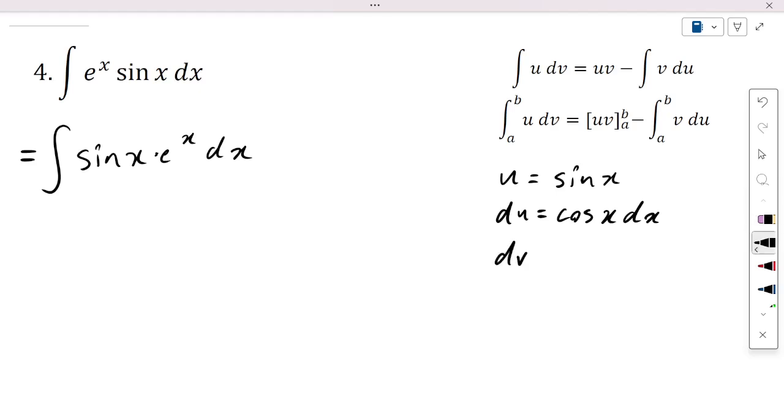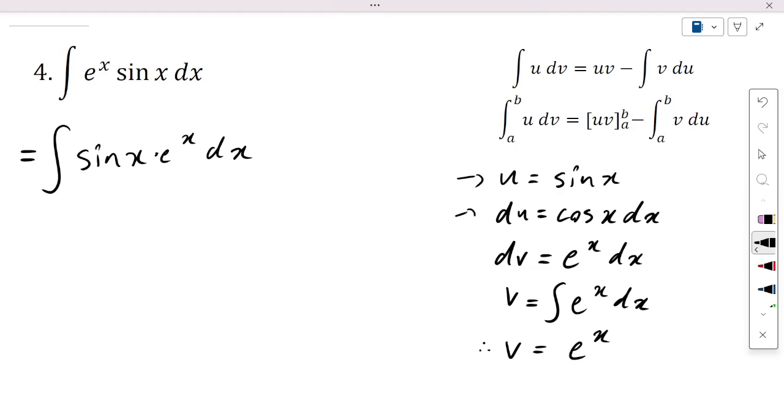So dv is equal to e to the power of x with respect to x, and then basically to find v, we need to determine the integral of e to the x with respect to x, and I just said that the integral of e to the power of x with respect to x is just e to the power of x plus c, but it's in a substitution. So let's not say plus c yet. Perfect. We found u, we found du, we found dv, and we found v. That's exactly what we need in order to use this now.